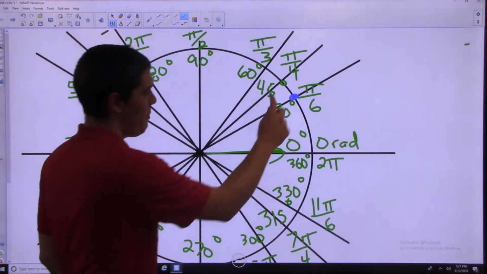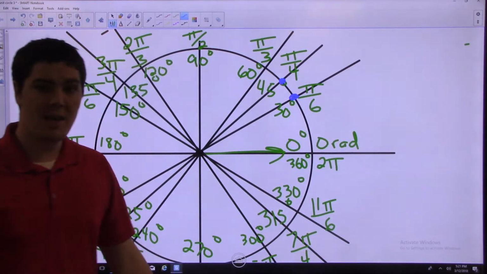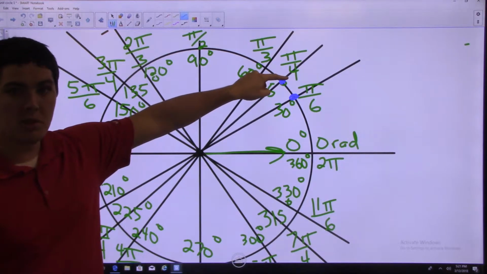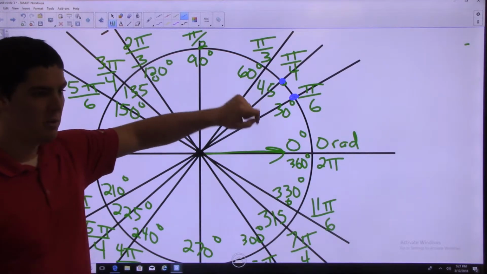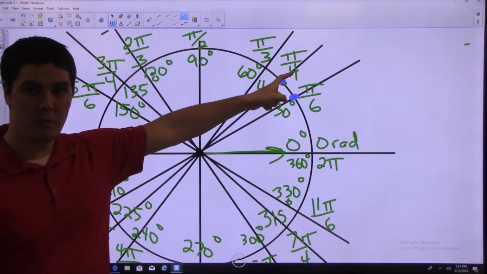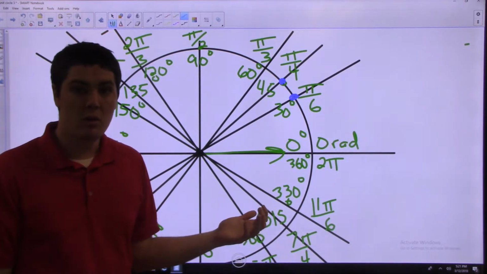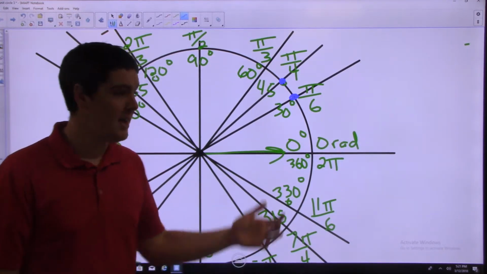Let's keep going. Pi over 4. Well, what's the sine value of pi over 4? The answer is square root of 2 over 2. It's the middle value. What's the cosine value, the y value? It's going to be square root of 2 over 2. It's the middle value as well. So square root of 2 over 2 and square root of 2 over 2, those are equal. So if I divide those, it's going to give me 1. So that's not what we want.